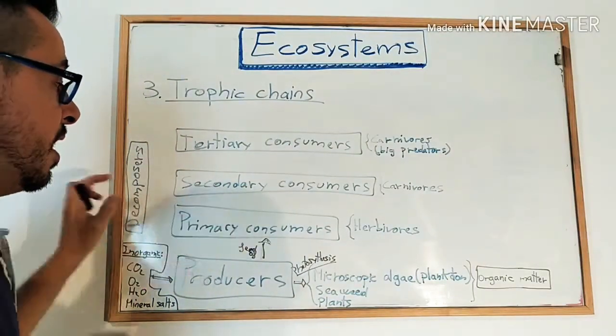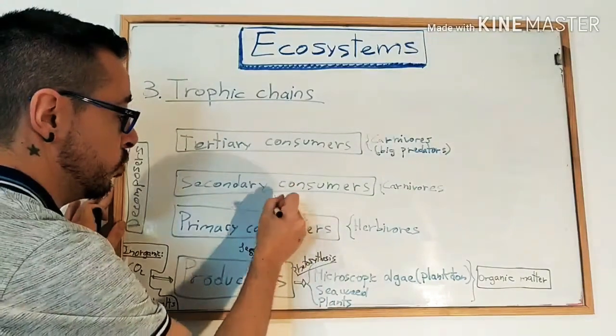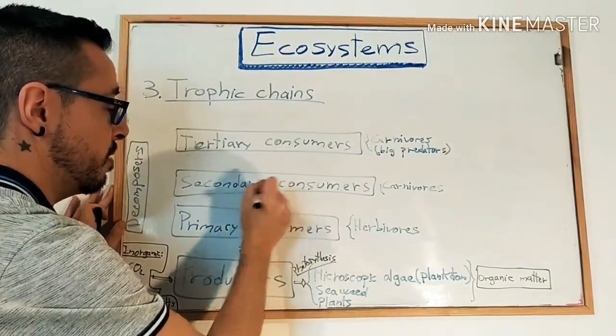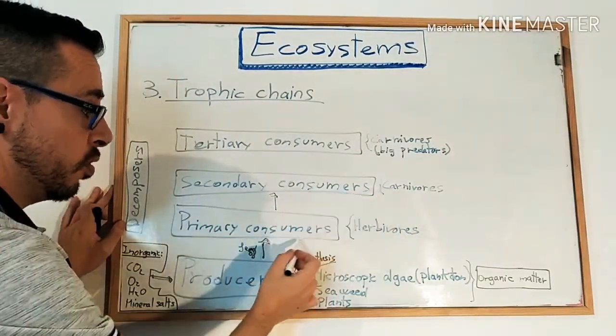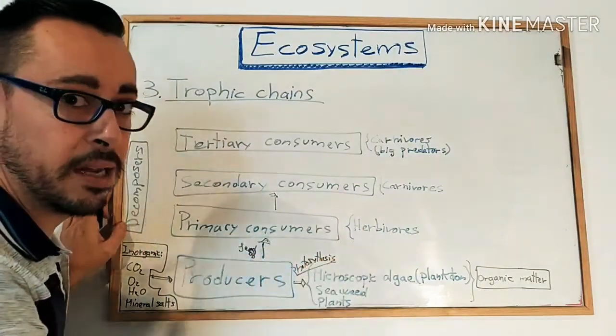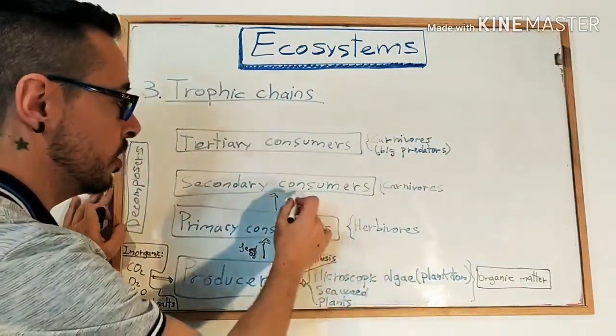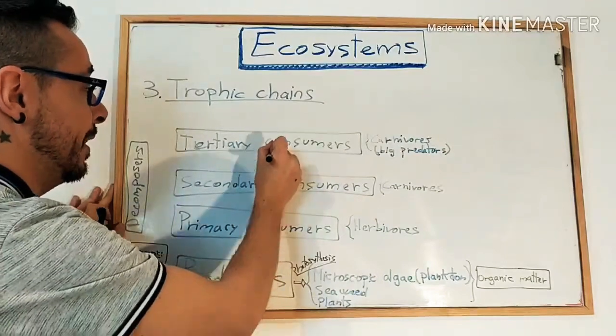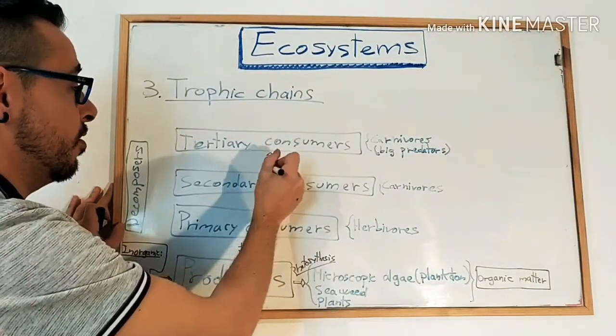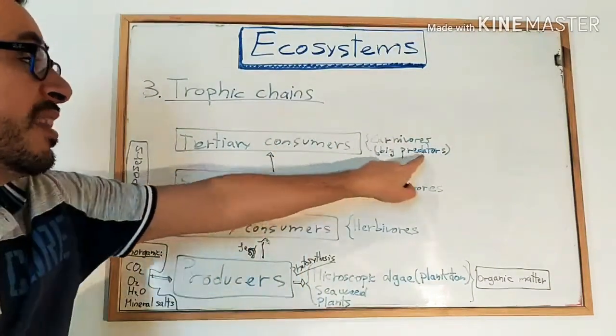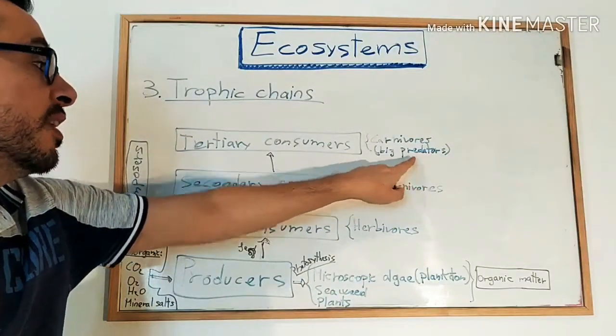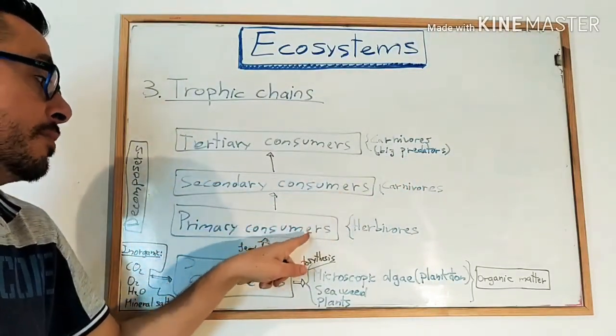Secondary consumers are the ones who feed off the primary ones. They are carnivorous. The herbivores are animals, not plants. So these are carnivorous. And the tertiary consumers are carnivorous, and they are the big predators. The big predators feed off these ones and sometimes these ones.